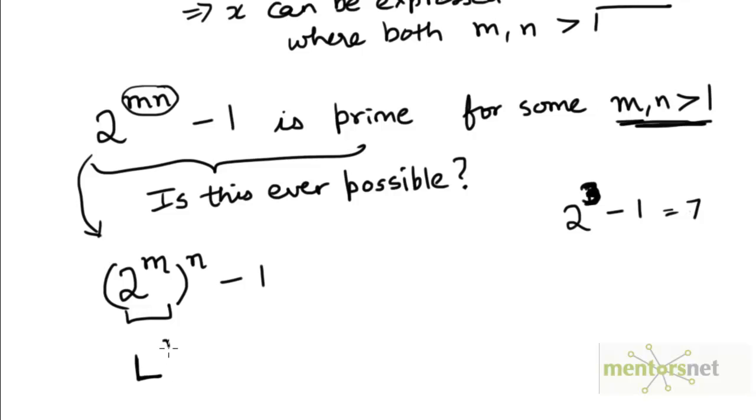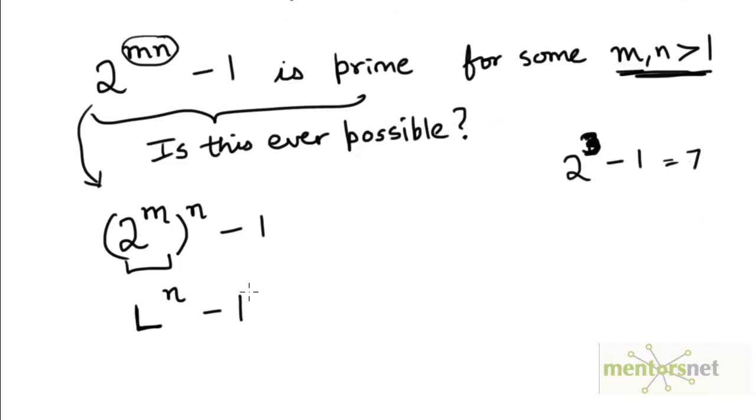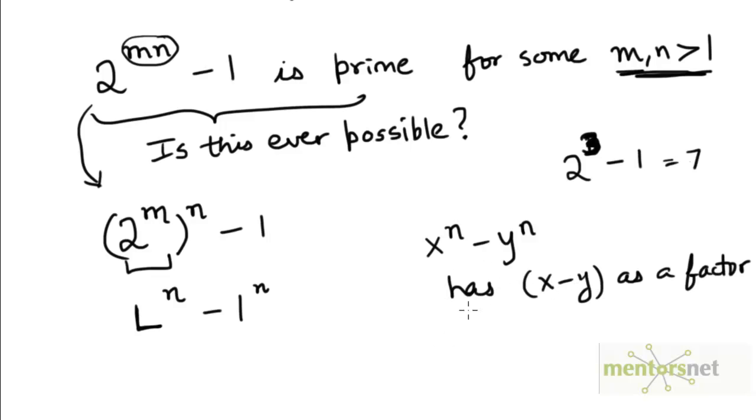So this can be expressed as L to the power n minus 1. Now this 1 can also be written as 1 to the power n. Now if you have studied polynomials, you know that the polynomial x to the power n minus y to the power n has x minus y as a factor. This means the polynomial x to the power n minus y to the power n can be written as x minus y times some other large polynomial.